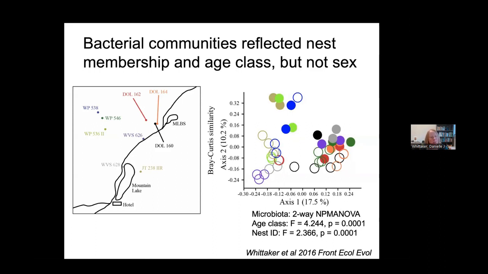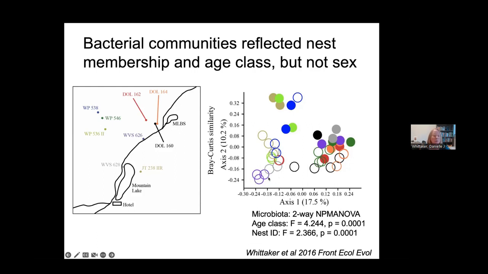So again, there's the map on the left, and the color coding relates to where the nests are. And then on the right is another one of these principal coordinates analyses. The open circles are the samples from nestlings, and the closed circles are samples from their parents. And the birds with the same color are from the same nest. So the first thing you should notice is that the samples of the same color are clustering together. That means they're more similar.